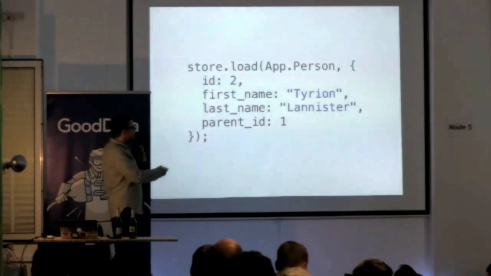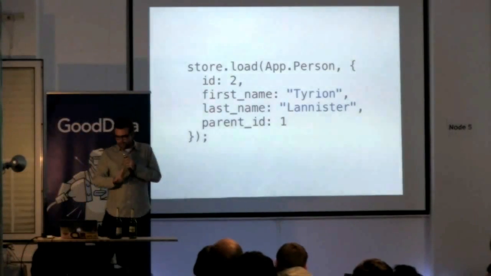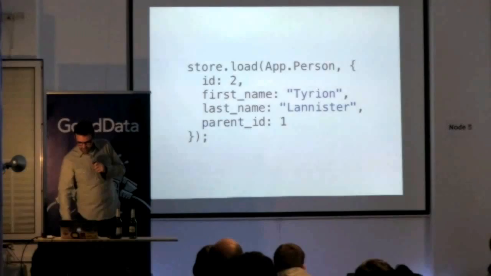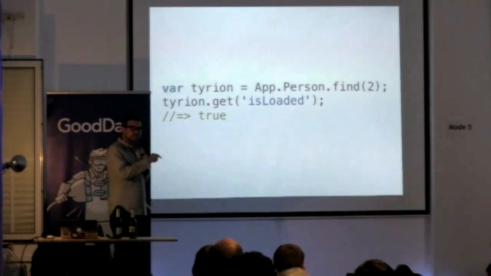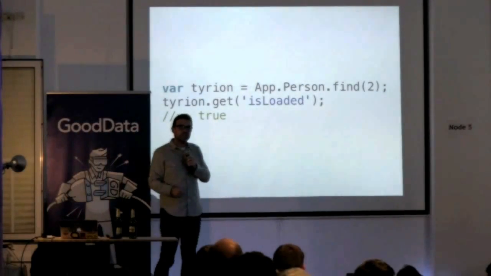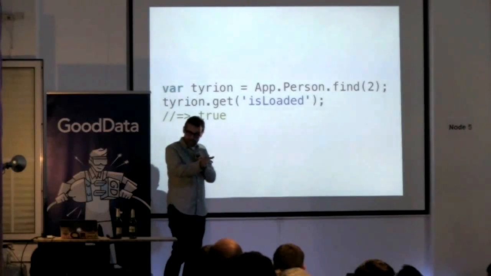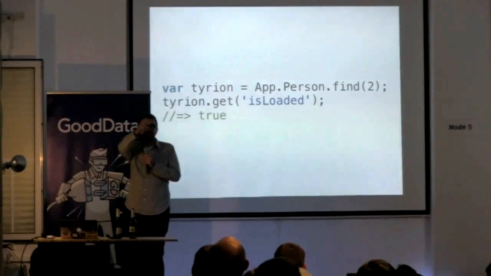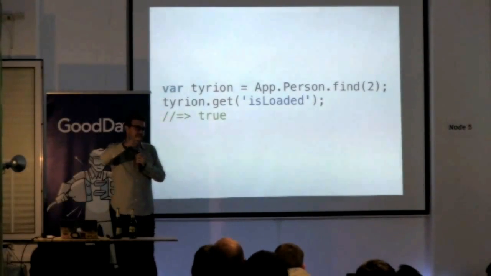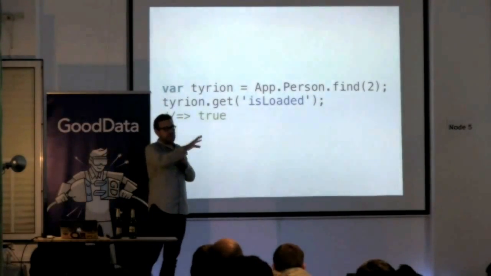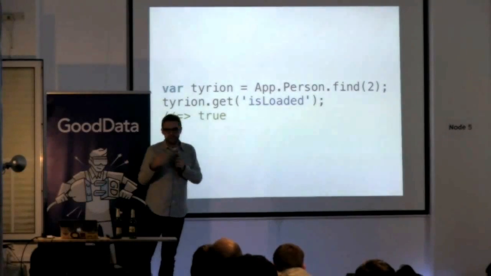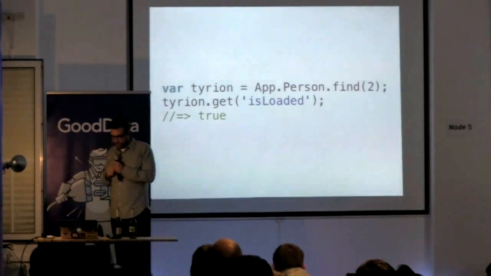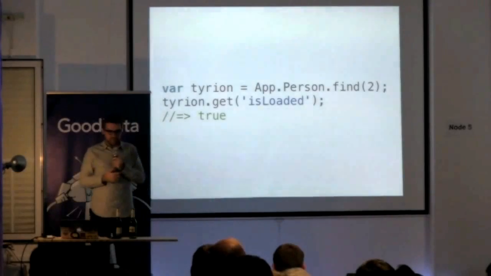Okay, so here's Tyrion Lannister. He's got an ID of 2. So what happens if we load him in? Well, the first time you request him, you say app.person.find 2, it immediately returns the exact same object as before. However, this time if we check, you can see that is loaded is true. And so this means that if we had a template and we put it in, it would render immediately, no waiting on the network, which is pretty cool. All right, so that's how you find records and also how you load records in ahead of time.